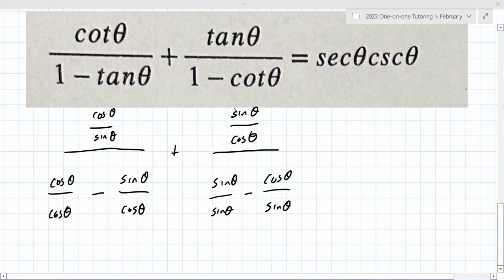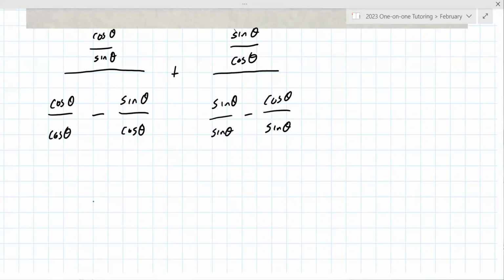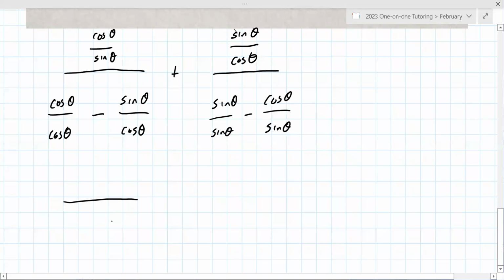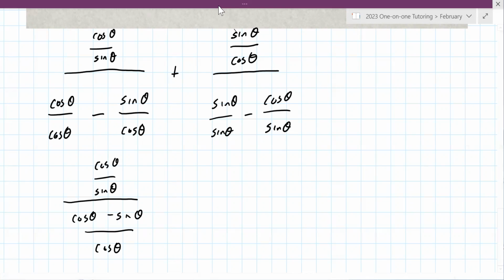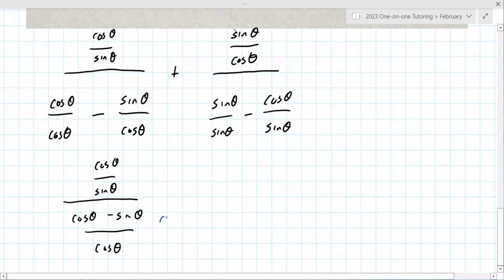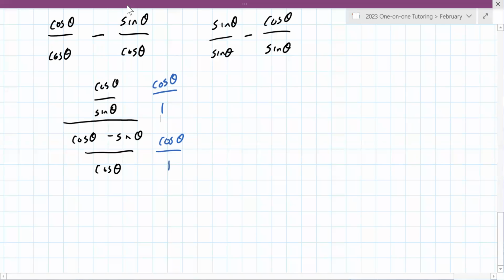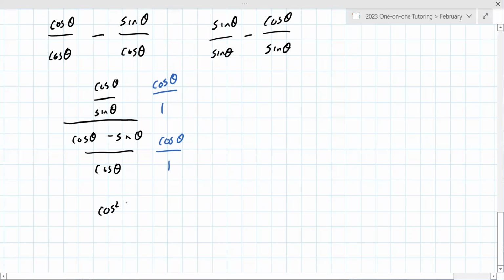Any questions on anything so far? Because now we're on to the heavy stuff. So the bottom becomes the common denominator, right? It becomes cosine theta minus sine theta over cosine theta. But in the same light here, what we want to do is multiply by cosine theta over 1. Cosine theta over 1. The reason is we really want to get that cosine theta out of the bottom there. So what this produces, and we're going to do the same thing on the right, is cosine squared theta over sine theta over cosine theta minus sine theta, like that.